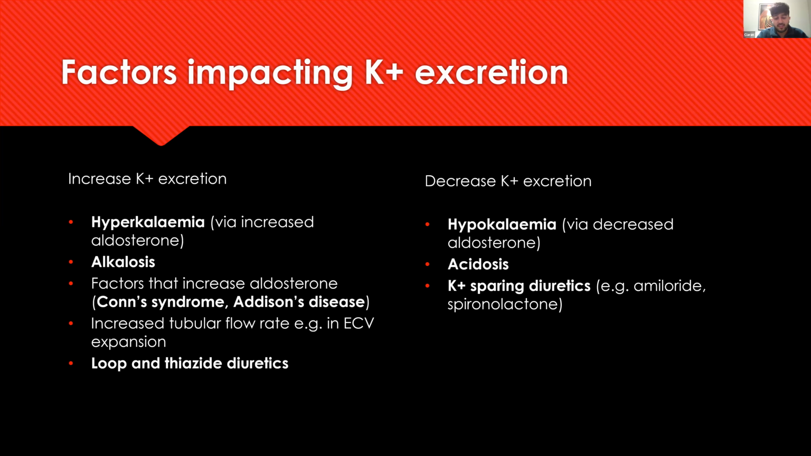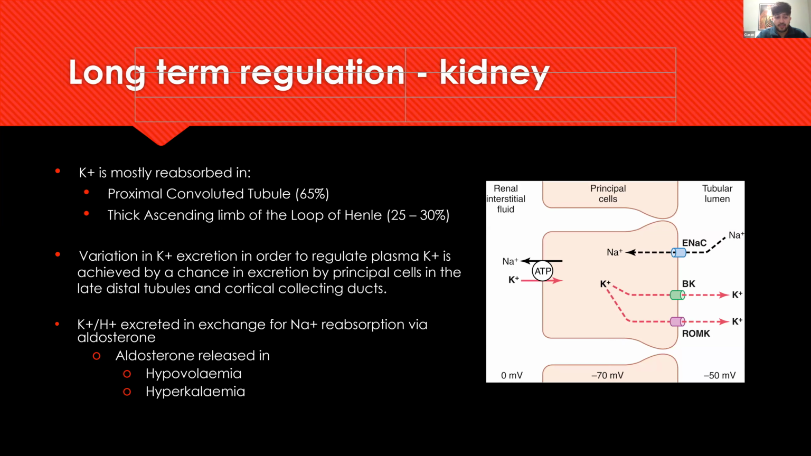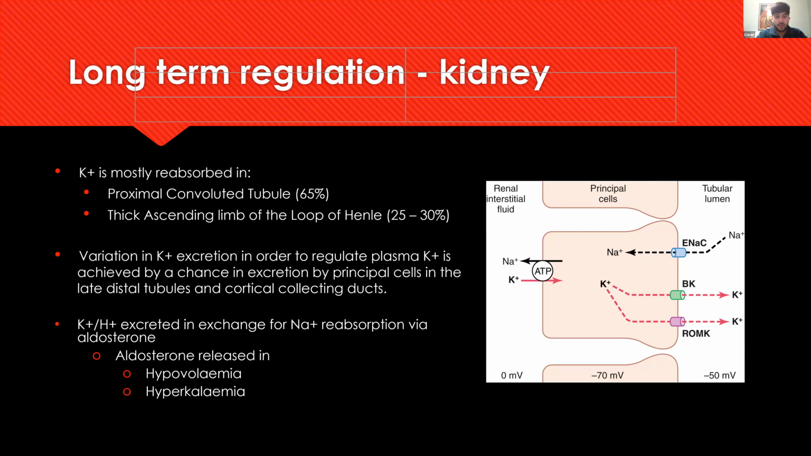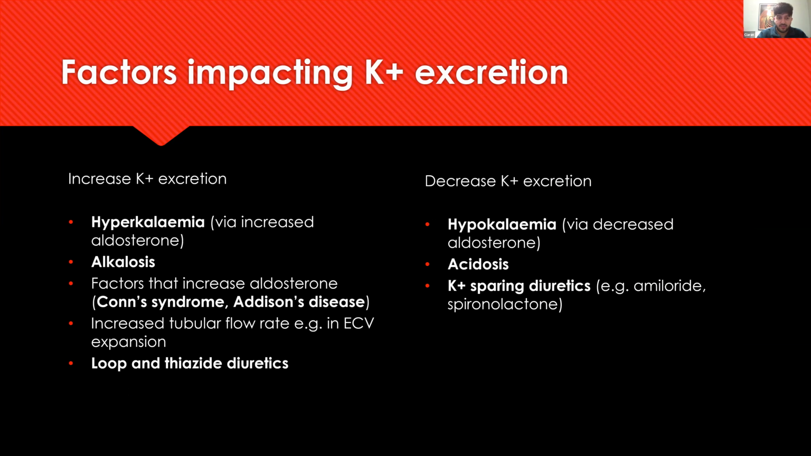And finally, loop and thiazide diuretics. So loop and thiazide diuretics are acting earlier in the nephron, for example, loop diuretics in the loop and thiazide in the earlier distal convoluted tubule. And as a result, what these do is they increase the delivery of sodium to these principal cells. And consequently, we have a greater exchange of sodium across the basolateral sodium potassium ATPase, which brings in more potassium into the cell, which has to leave across the apical membrane. So as a result, you get more potassium excretion.